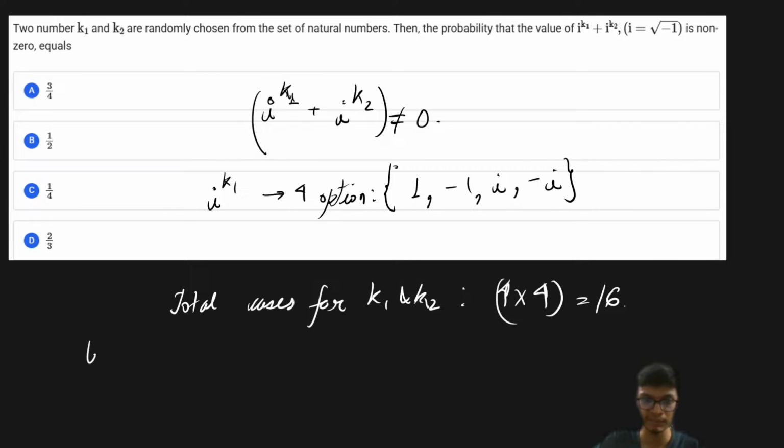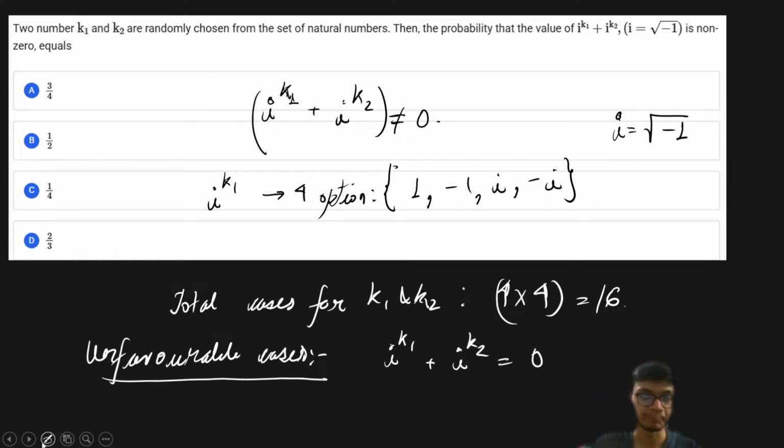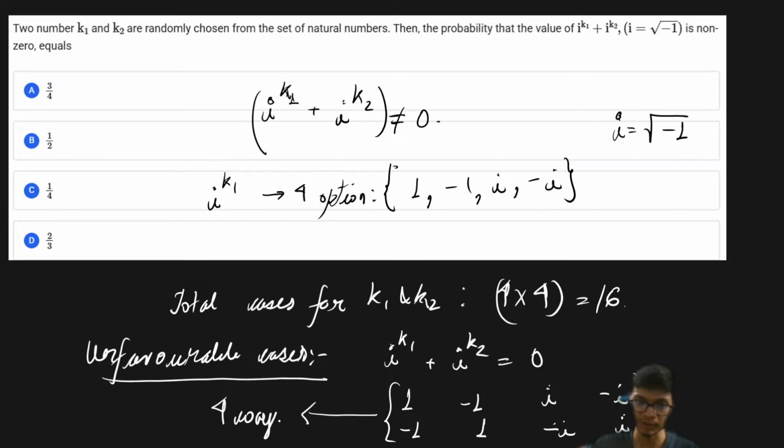Let us first count the unfavorable cases. The unfavorable cases are when iota to the power k1 plus iota to the power k2 is equal to 0. Recall that iota is the square root of minus 1, right? This is possible when one is 1 and the other is minus 1, or one is minus 1 and the other is 1, or similarly one is iota and the other is minus iota, or one is minus iota and the other is iota, right? So there are a total of four cases for which this sum is 0.